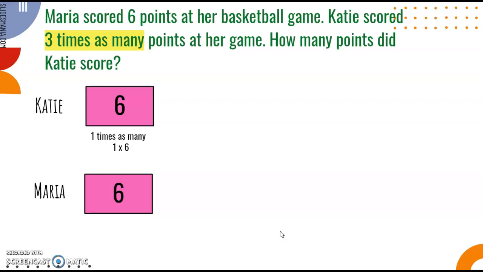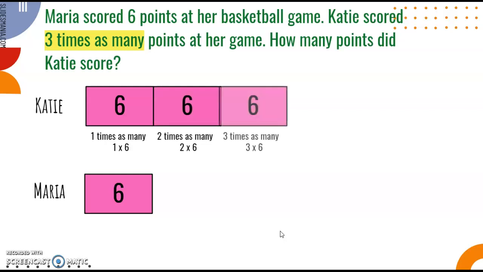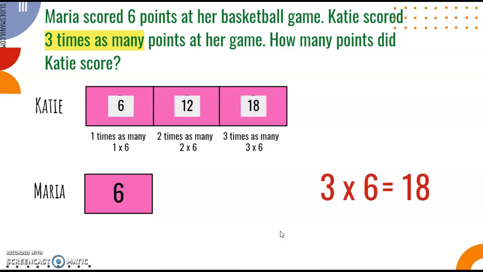Let's see how you did. 2 times as many is 2 times 6. 3 times as many is 3 times 6. We can skip count by 6. 6, 12, 18 to find the solution. 3 times 6 equals 18. So Katie scored 18 points. Here's one more problem for you to try.